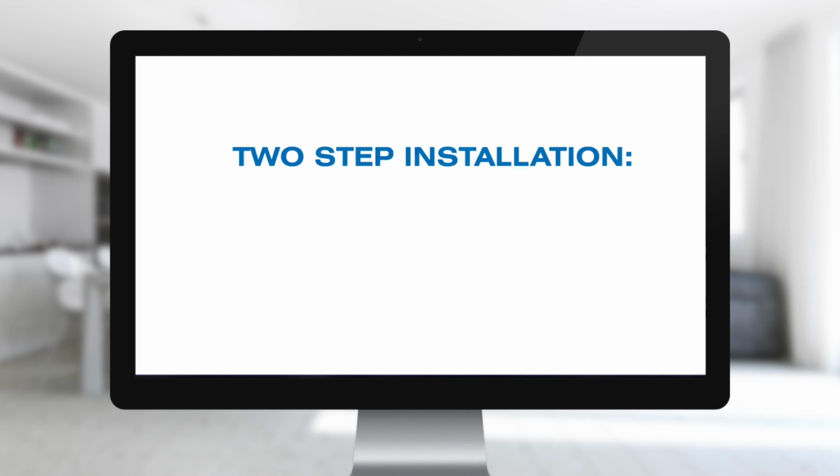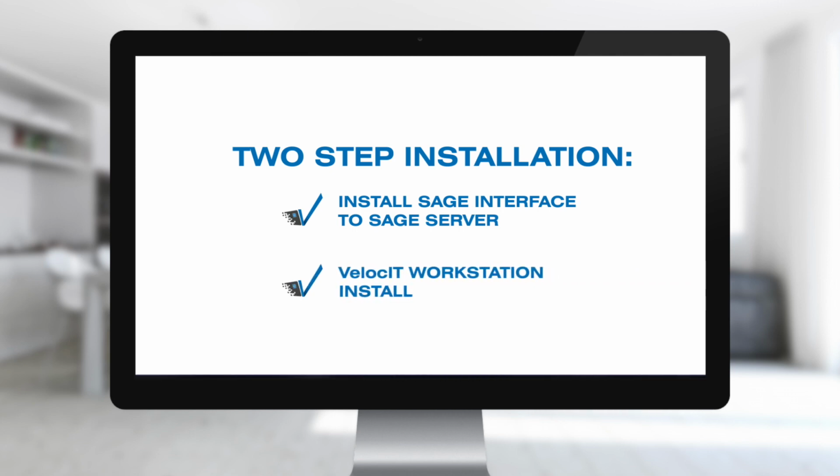The solution is installed in two steps. One is a Sage 100 interface, which is installed to the Sage server. This process installs the Sage overlays, which redirects the DLL calls. The second piece is a VelocIT workstation install, which is installed on each Sage 100 workstation that will be processing credit card transactions.